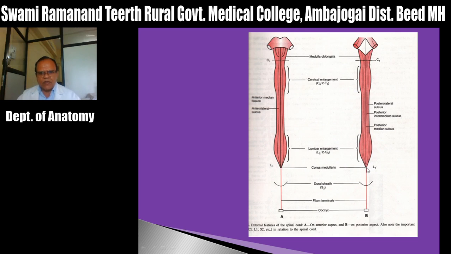This is one of the modifications of the pia mater. Now see, this is the filum terminale. Here at the S2 level, the dura mater ends. At the L1 level, the spinal cord ends. From L1 to S2, the portion of the filum terminale is called the filum terminale internal.